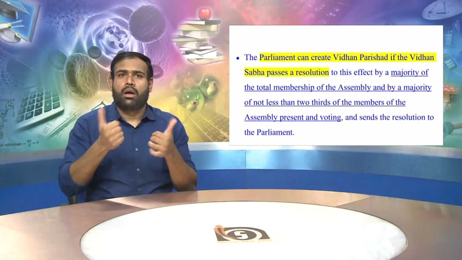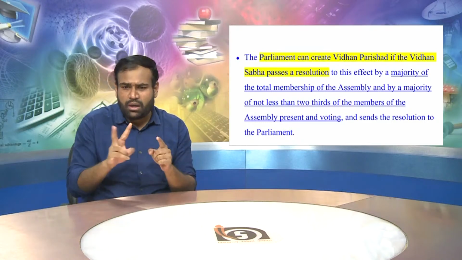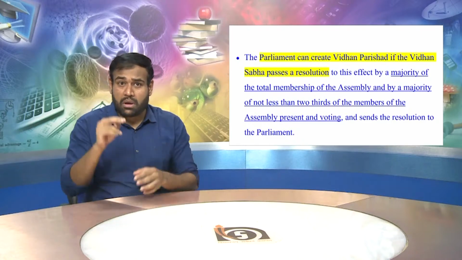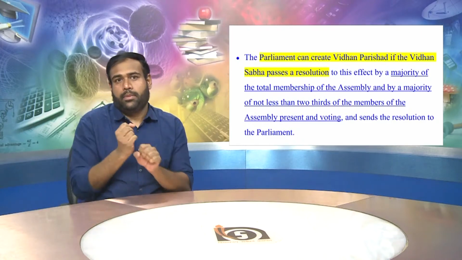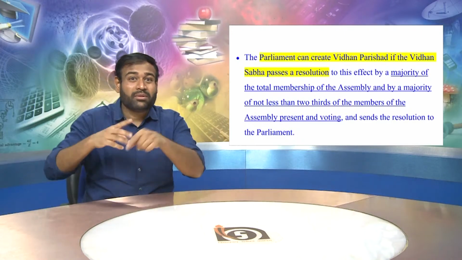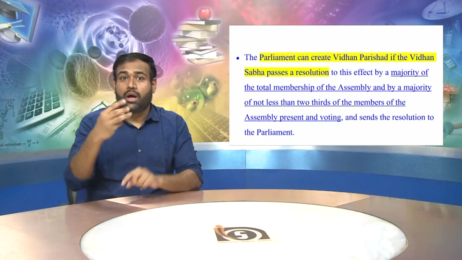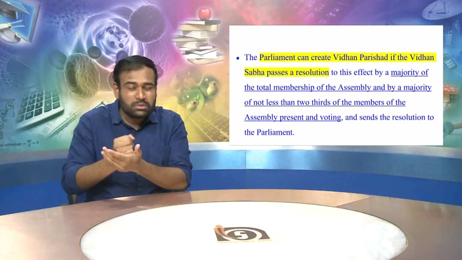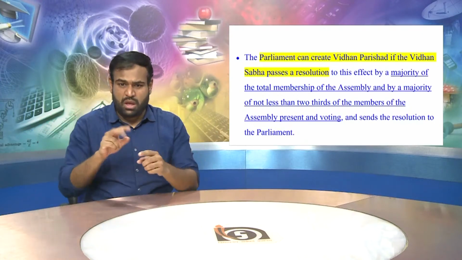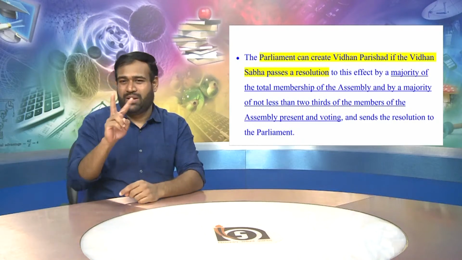The Parliament can create Vidhan Parishad if the Vidhan Sabha passes a resolution to this effect by a majority of the total membership of the Assembly and by a majority of not less than 2/3 of the members of the Assembly present and voting. And this sends the resolution to the Parliament.